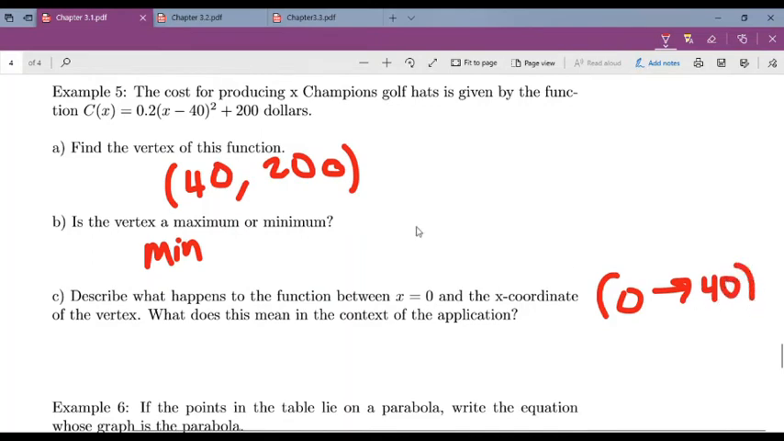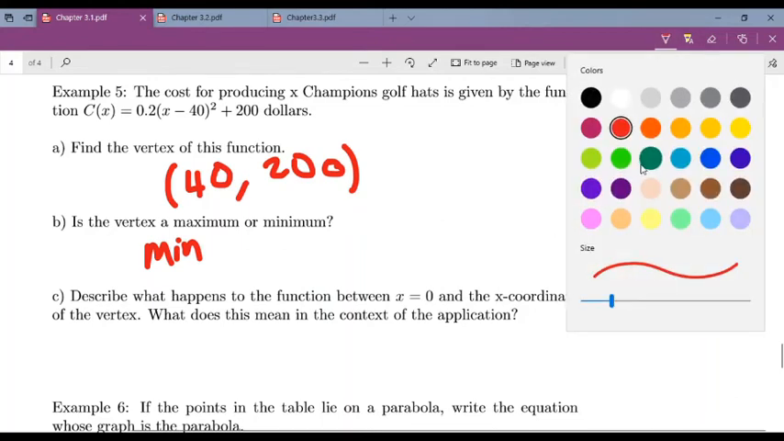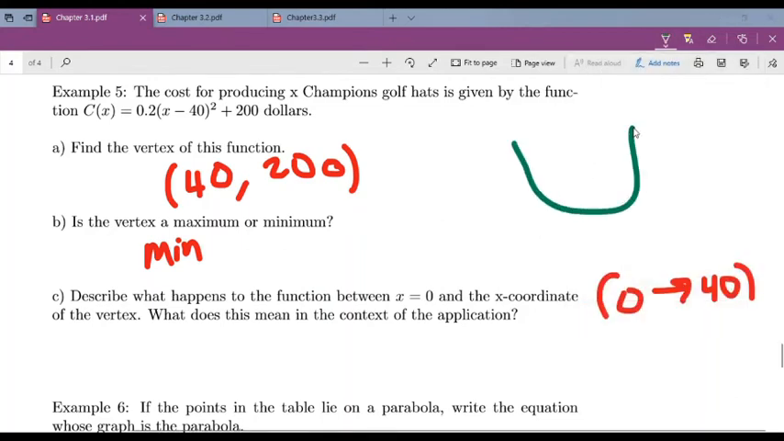Okay. Now, if I have a minimum here, alright, just think with me now. If I have a minimum, that means it has to go down and then come back up. So a minimum looks like this, right? My vertex is here at 40, which means that 0 is somewhere floating around over here, which means from 0 to 40, we're decreasing. So what happens between x equals 0 and the x coordinate of the vertex? It decreases.